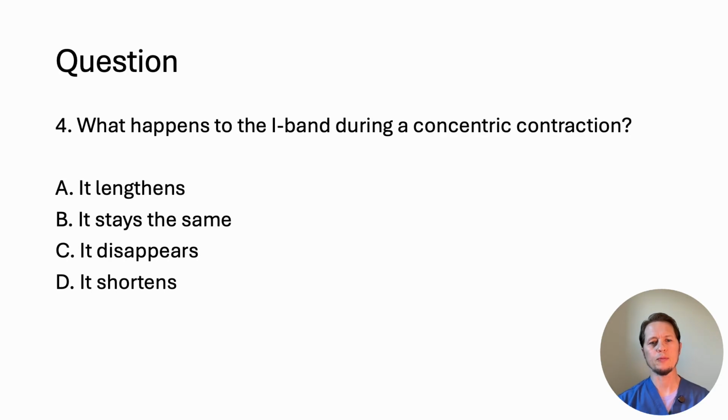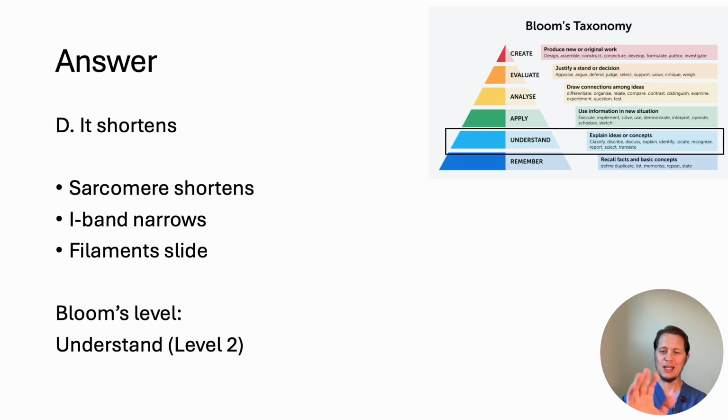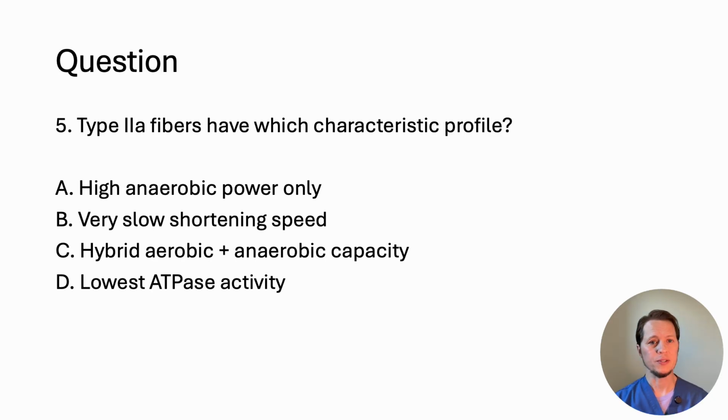Question 4, what happens to the I band during a concentric contraction? A, it lengthens, B, stays the same, C, it disappears, or D, it shortens. Hopefully you didn't say that it disappears. The answer is D, it shortens. As thin filaments slide towards the M line, the I band, the region with only actin, shortens. So this is, again, straight up level 2. You've got to know what it is and be able to understand how to answer the question.